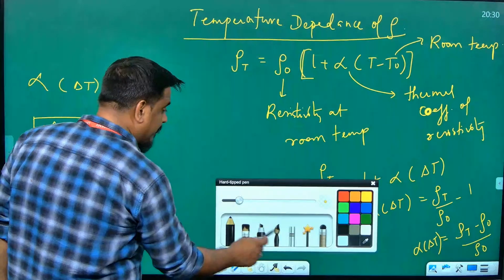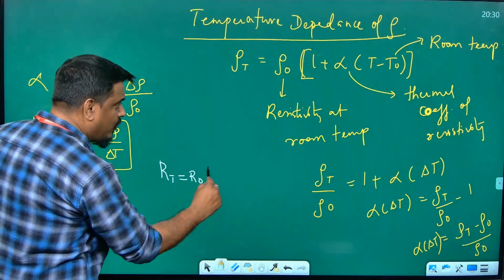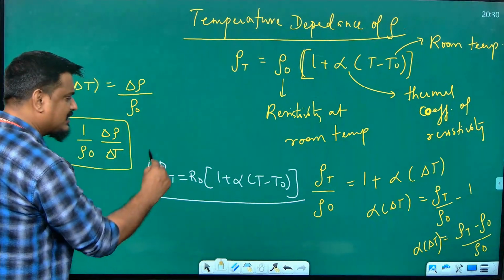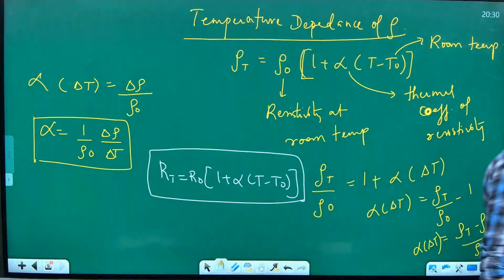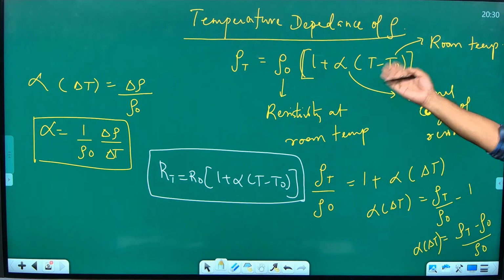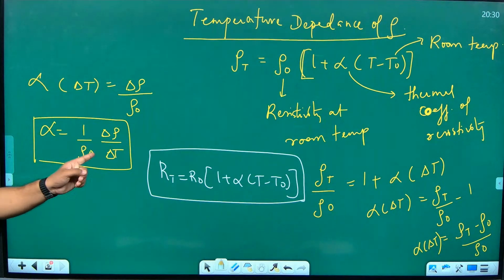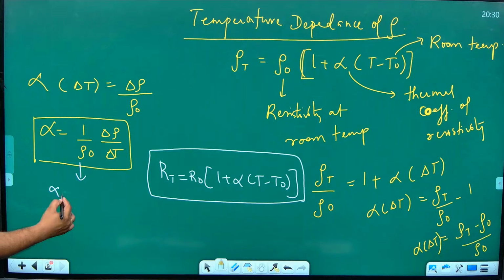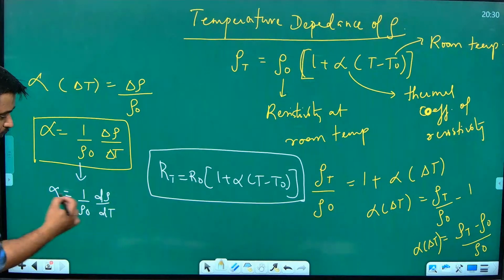In the same way, if somebody wants to write resistance, they can write R T is equal to R naught into 1 plus alpha into T minus T naught. No problem in that, because rho is equal to R into A by L, so A and L will get cancelled. Once again, you will get alpha is equal to 1 by R naught into delta R by delta T. In differential form, in competitive exams, you will get alpha is equal to 1 by rho naught d rho by dT. That way also you can write.